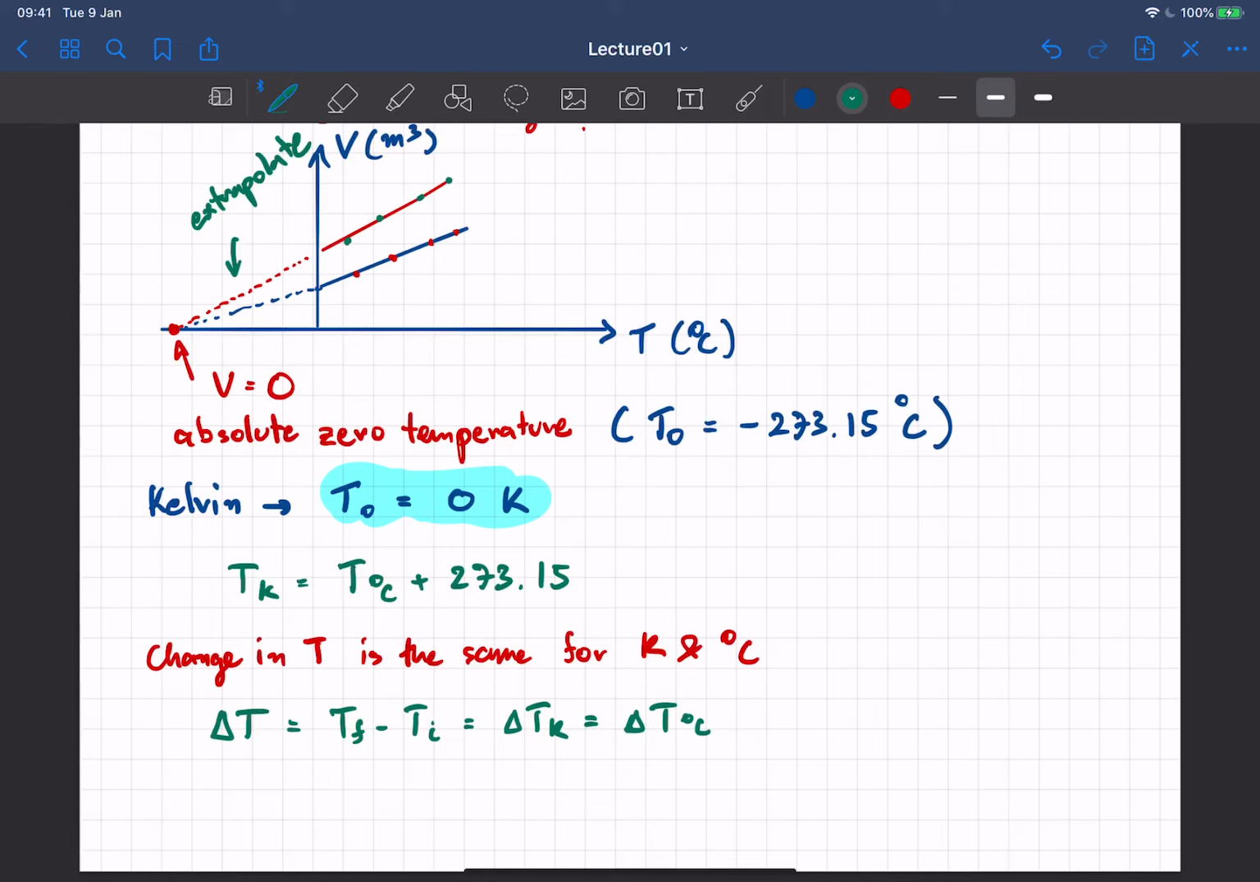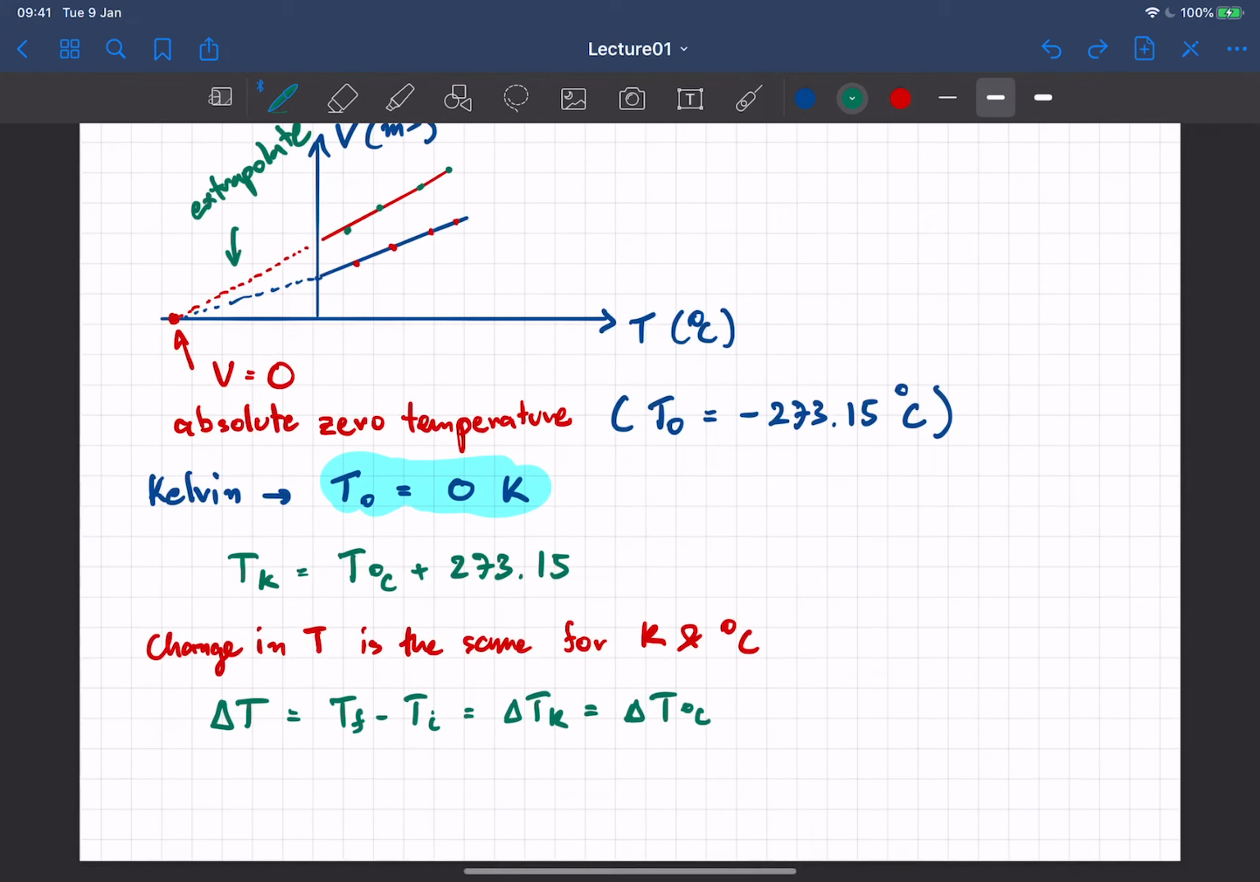And I'm writing this because when you do the problem, sometimes you need the absolute temperature. Sometimes you only need the change in the temperature. So for the change in the temperature, they are the same. But for the absolute one, you need this number to shift it.